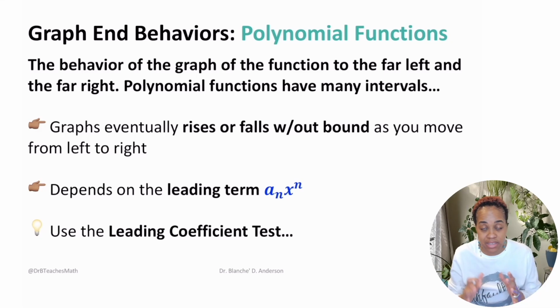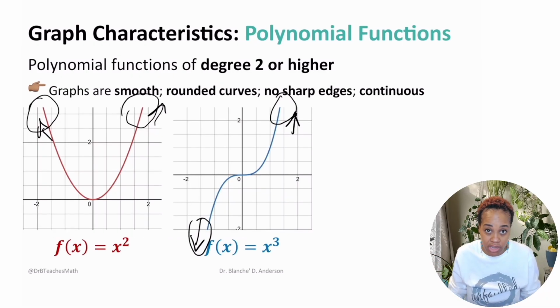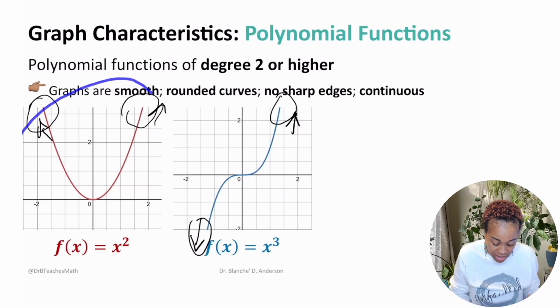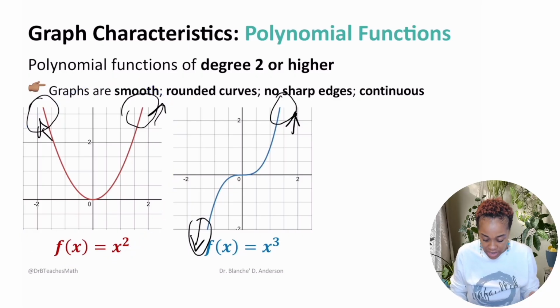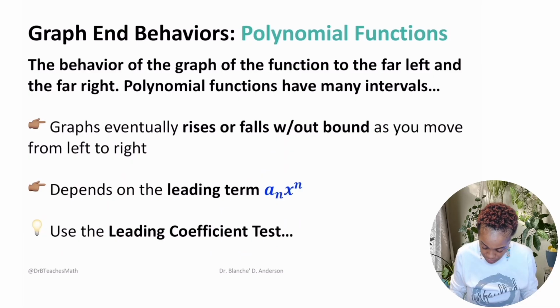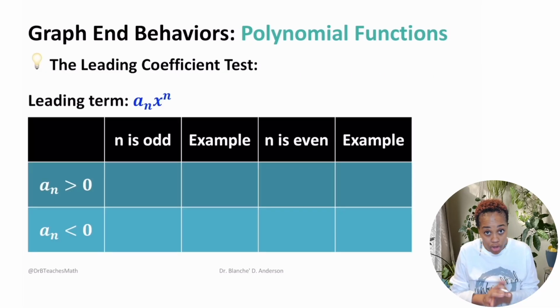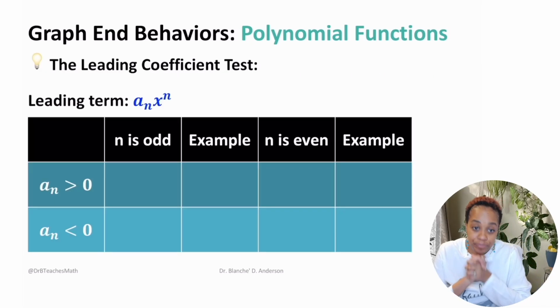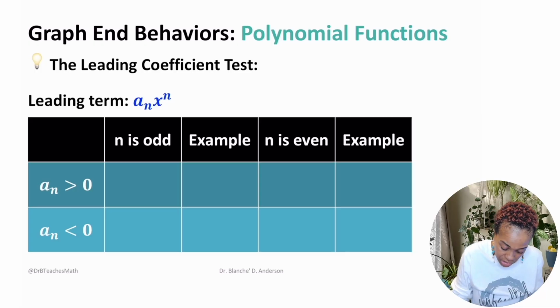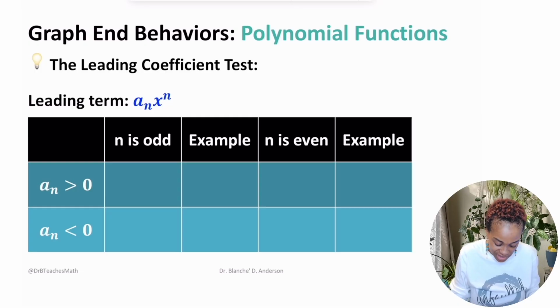These next couple of slides, I'm going to give you different things that help you know how to graph these functions. But again, I want to reiterate, as long as you have an idea of what x squared looks like and what x cubed looks like, you're going to be able to graph these other functions. So the leading coefficient test: you use the leading term of the polynomial function so that you know what the graph is going to look like.